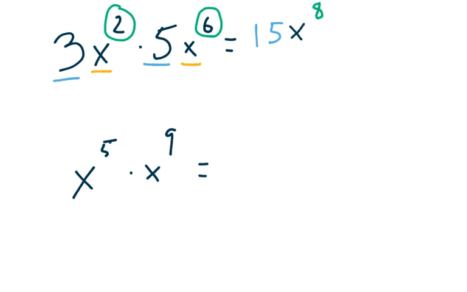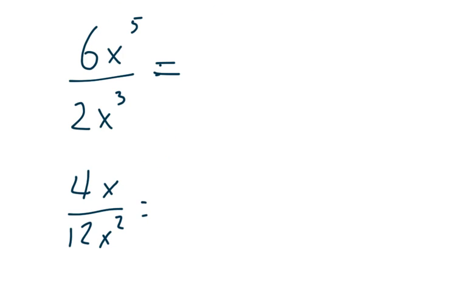In these problems here, there's nothing written in front, but that means that the coefficient here is 1. That also means that the coefficient is going to be 1 at the end. We could write 1x to the something, but we don't really need to. If you do write it, it's not wrong, but it's not really the best thing. So it's like 1x to the 5 plus 9, 14th power. So again, when you're multiplying with the same base, you add the exponents.